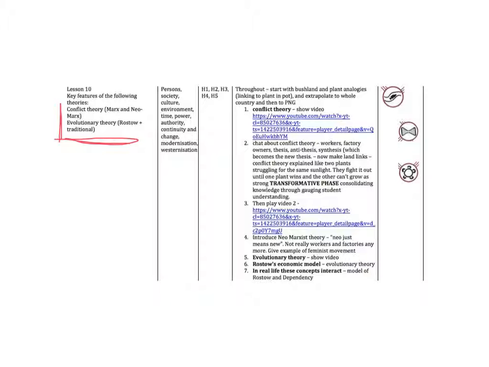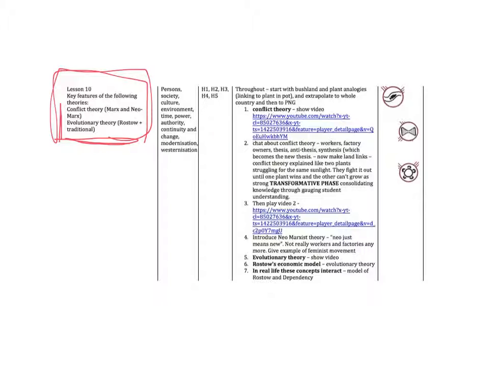The reason that we're doing those two as a separate lesson is because those are the two that will then apply to Papua New Guinea further on in the country study. And the reason we apply two theories instead of one is to give students a choice during their exam as to what they will talk about depending on the question.